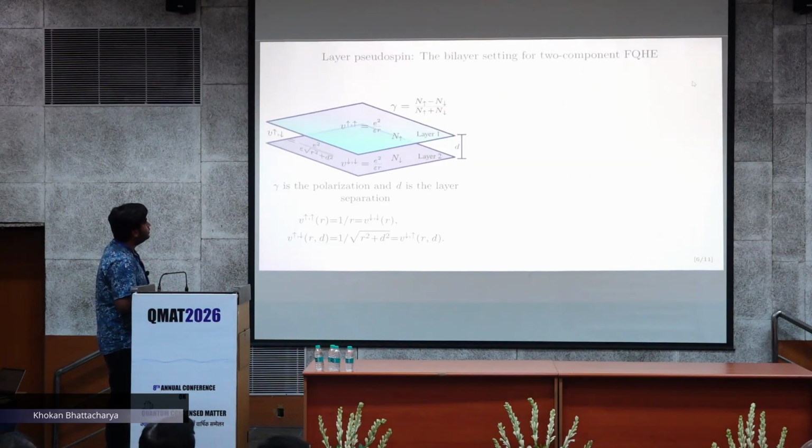So you can actually use this, you don't have to really think about real spins. This is also applicable for different pseudospins. For example, you can think about layer pseudospins. Think about a bilayer setting for two-component fractional quantum Hall.